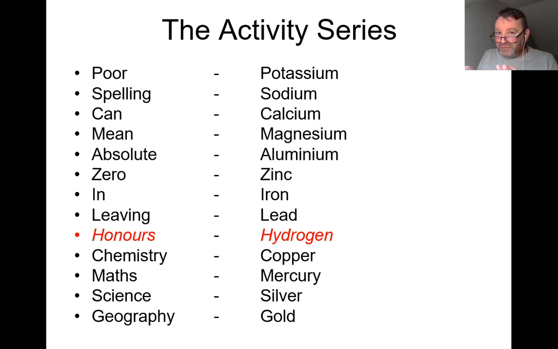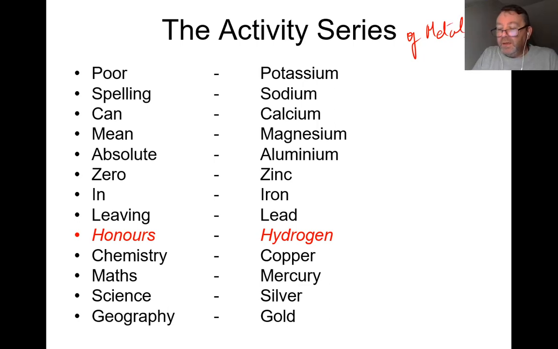So I'm going to finish this lecture here. I'm going to leave you with the activity series, which you folks are going to learn. And the activity series is nothing more than potassium, sodium, calcium, magnesium, aluminum, zinc, iron, lead, hydrogen, copper, mercury, silver, and gold. Do you notice anything? It's the activity series of metals.